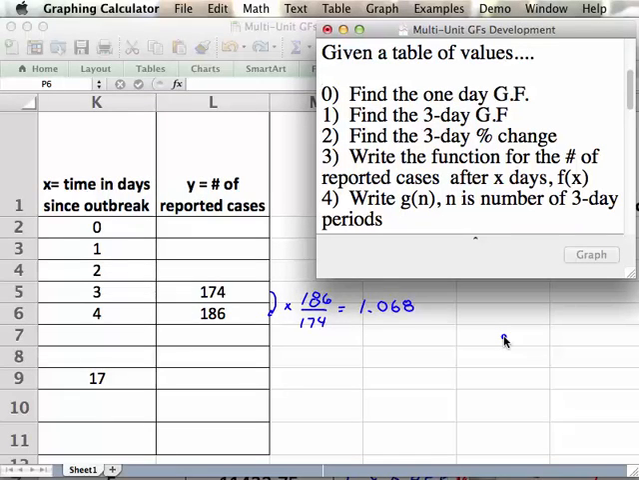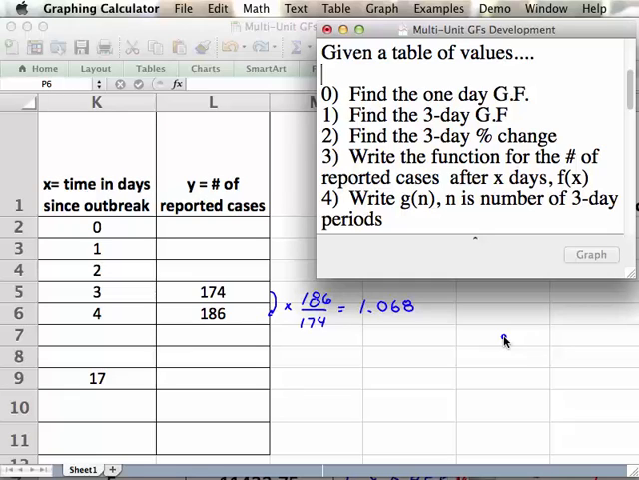Okay, so this is our multiplier. If it's exponential growth, how could you find the number of reported cases on the 5th day? Ashley? It's true exponential growth, so you take 186 times 1.068. That's how it works, because to get the next output, in this case 1 day later, you multiply by the one-day growth factor. So if we know what it is at day 4, we multiply by 1.068, and it gives us how many cases at day 5.